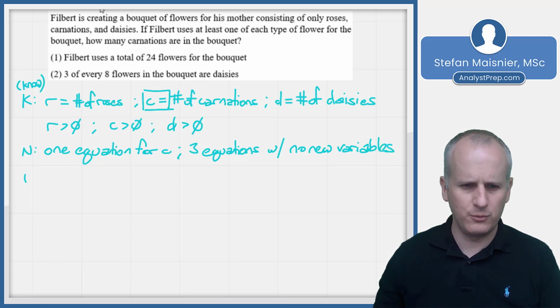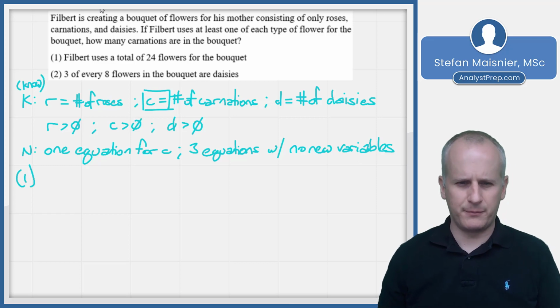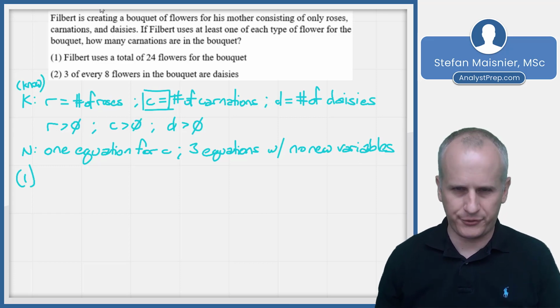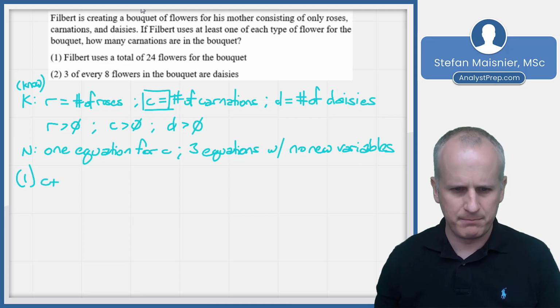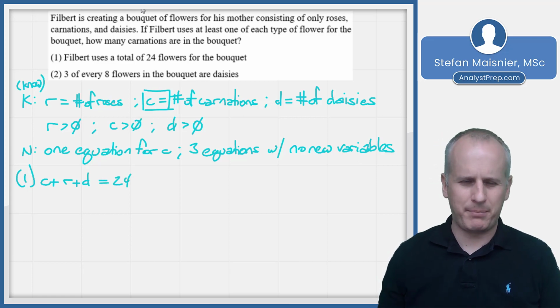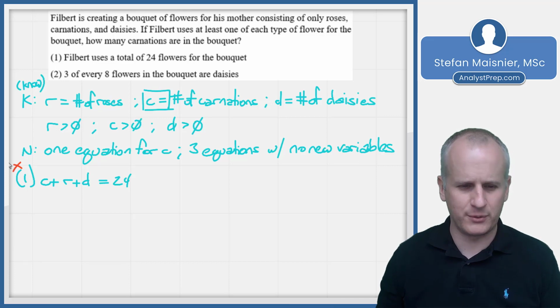So condition 1 says Filbert uses a total of 24 flowers for the bouquet. So I don't want to write 24 equals flowers. I don't want to introduce a new variable. But I do know now that C plus R plus D is equal to 24. But by itself, I can find no way to determine what that value of C actually is. I just know that the 3 things together are going to add up to 24. So this by itself is not sufficient.